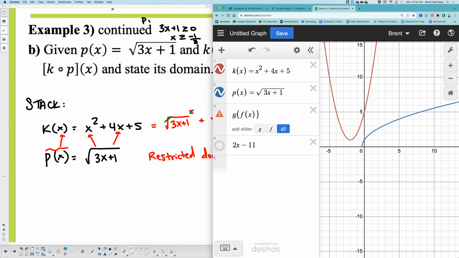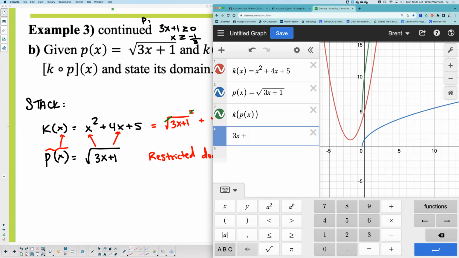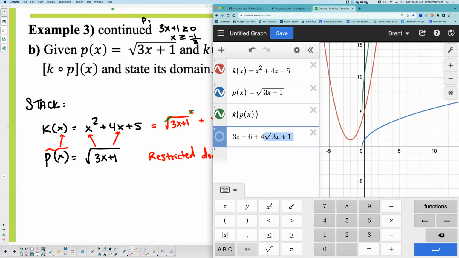All right, let's find the answer. I need to change this to k of p. So change this to a k, this to a p. There's my value. What do we get as our answer? I forgot. 3x plus 6 plus 4 root 3x plus 1. If I check it out, does that give me the same thing? Yes, it does. Exactly the same thing. That's because, as I was telling you here, that was going to restrict it by itself.